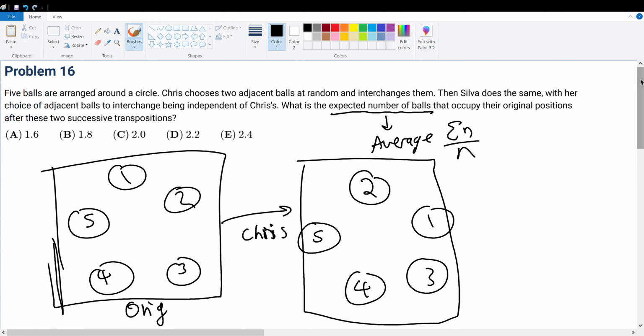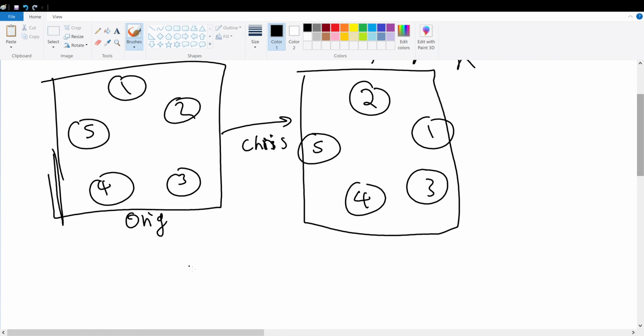So what kind of balls can Sylvia choose? That's the hard part of the question, is to determine what kind of balls will affect what kind of arrangement. So obviously we know if Sylvia chose 2 and 1, which is completely possible, she will have restored the original order and gone back to the original. In this case, Chris chose 1 and 2. If Sylvia chose 2 and 1 and swapped them, she would have gone back to the original order. And in this case, we would have 5 total balls that are back in their original position.